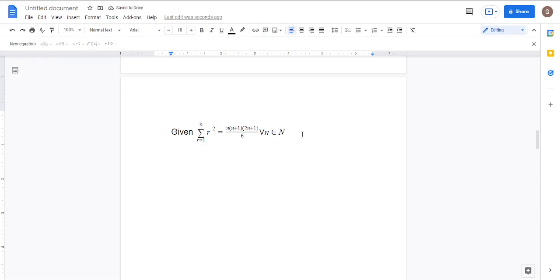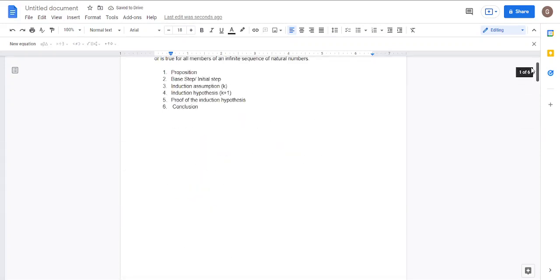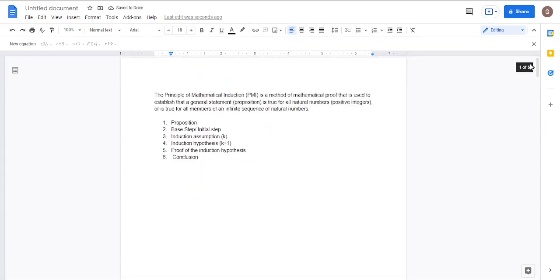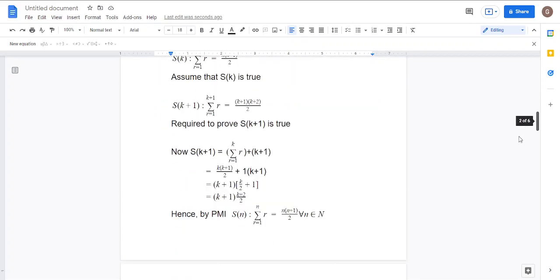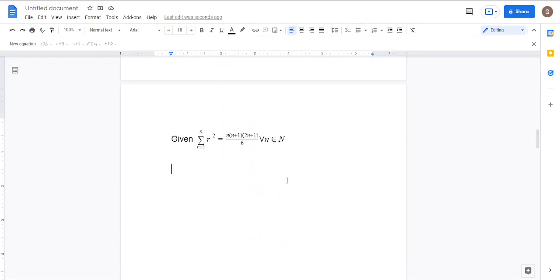So if we look back at our note from before, above here, we said that the first thing we need to do is state it in a way that we can understand. So we're going to rewrite this. We're going to say, let S of n be this first part. So let S of n be that first part. Okay? So the next thing we have to do is the basic step.